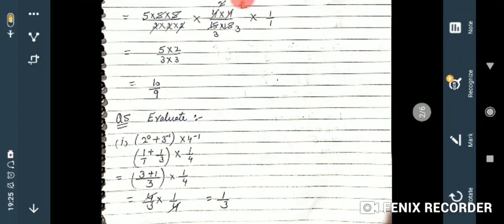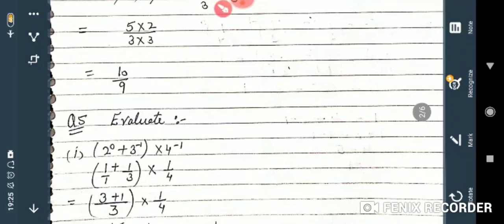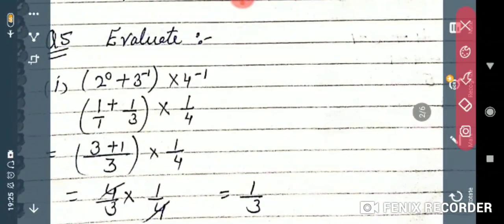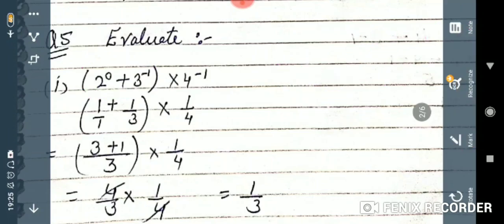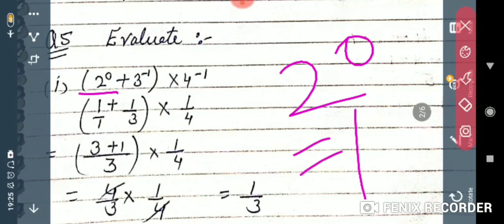Now next question, evaluate. 2 to the power 0 plus 3 to the power minus 1, and it is given in bracket, multiply 4 to the power minus 1. So as it is given in bracket, first we will solve what? Bracket. So 2 to the power 0 indicates 1. Yes, any number having power 0, what will it become? 1.